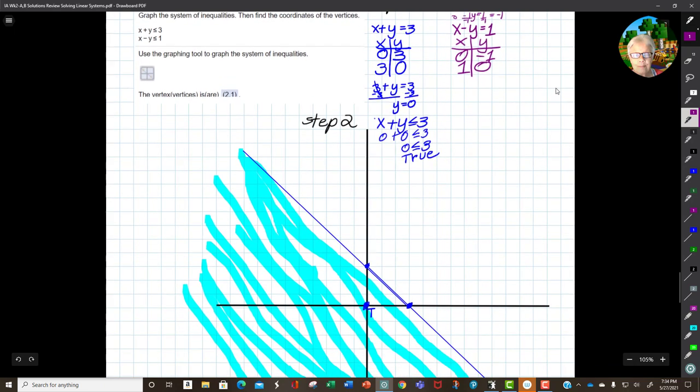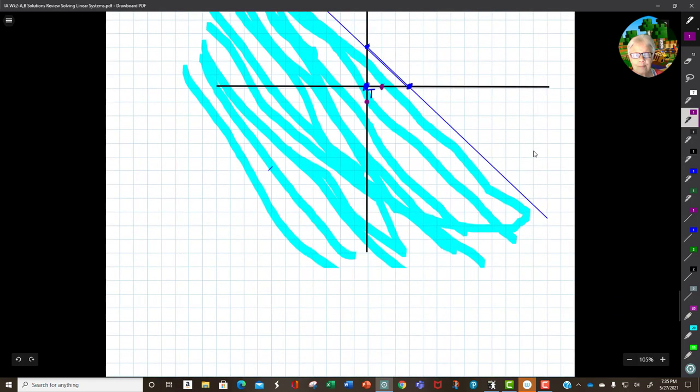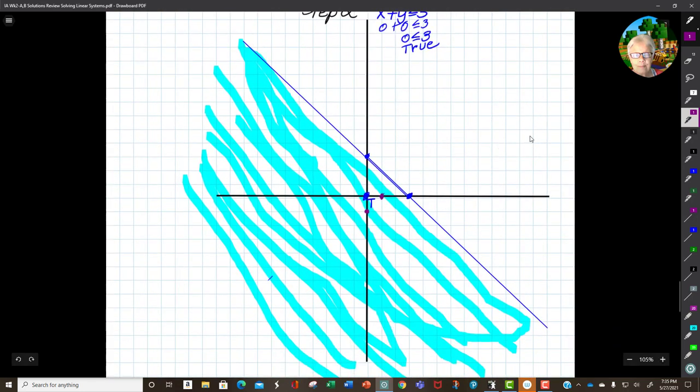So, 0, negative 1 is right here, and 1, 0 is right there. There's our line.